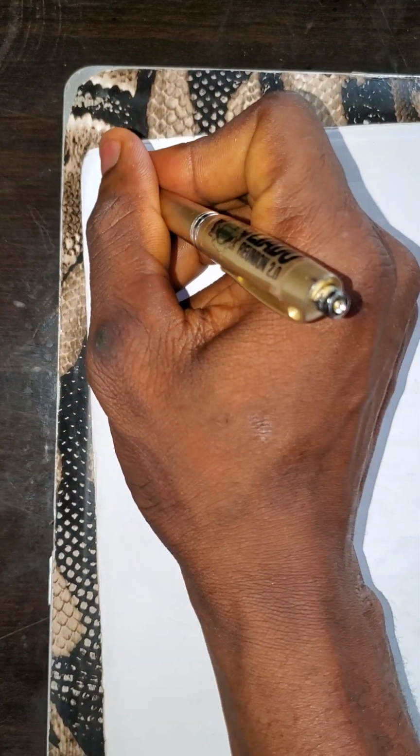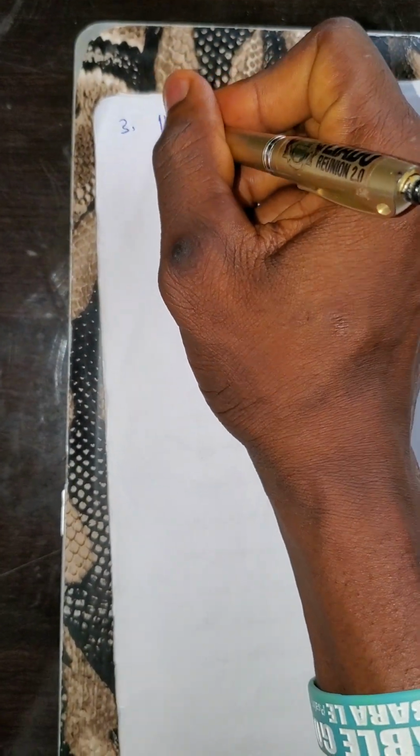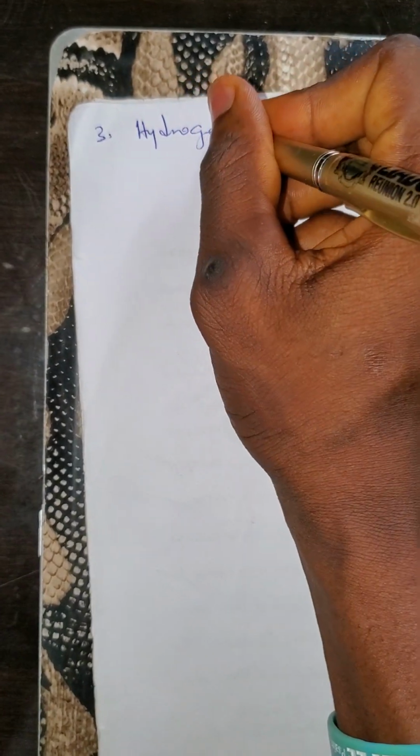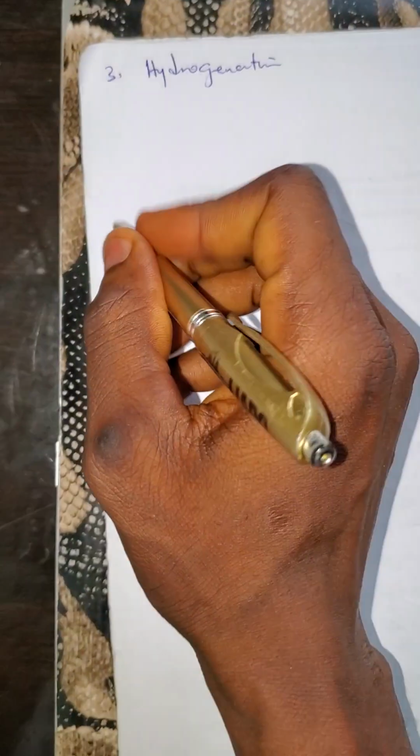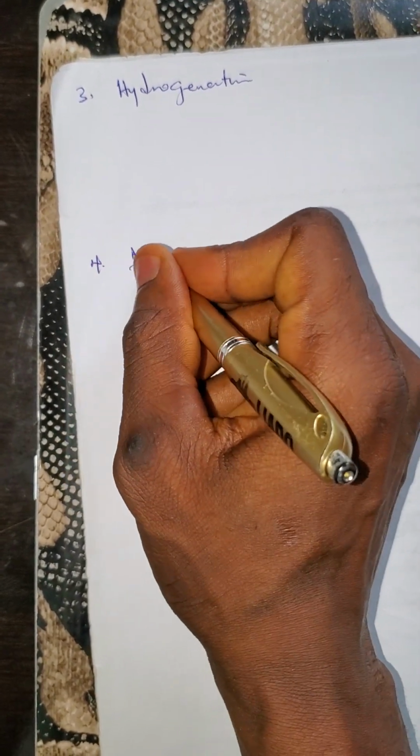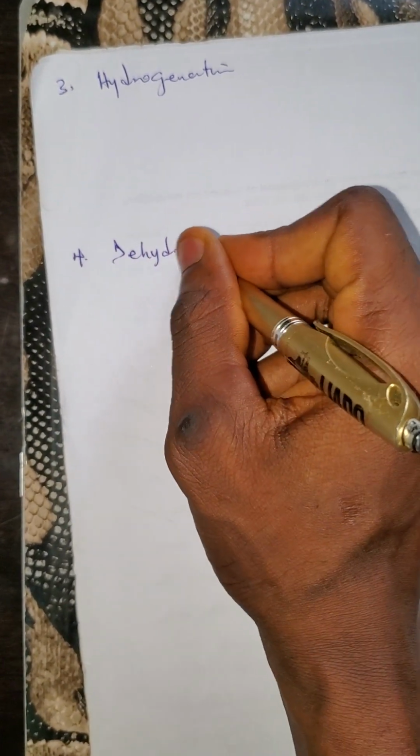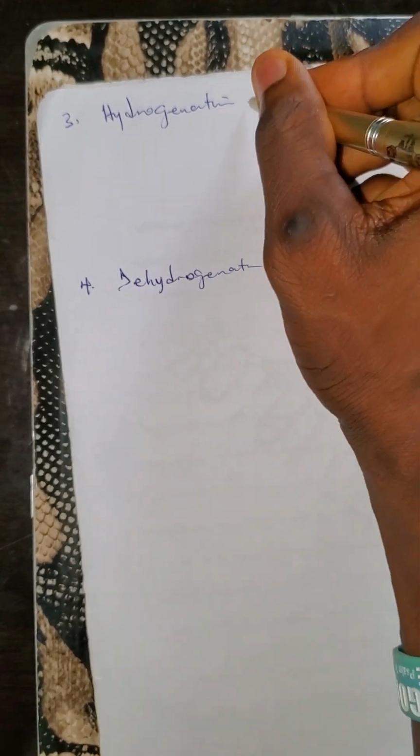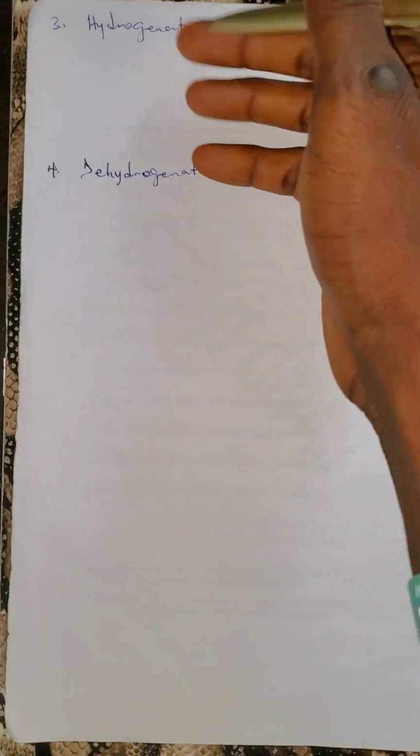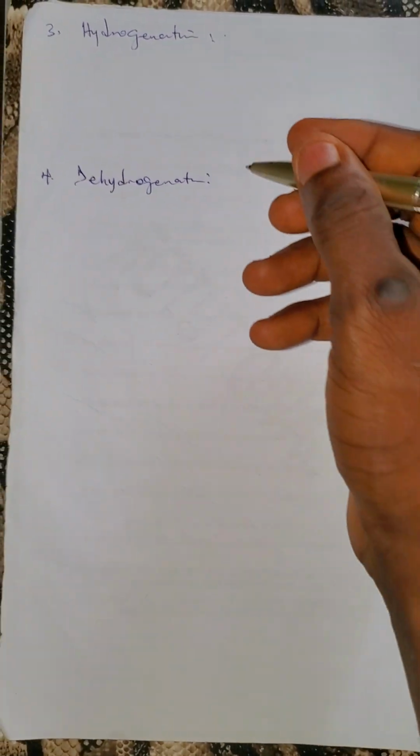Now, number 3, let me look at hydrogenation and dehydrogenation. We have to take it very short this time around because of the time. Hydrogenation means addition of hydrogen to any organic compound, while dehydrogenation means removal of hydrogen from any organic compound, like the one I gave you the other time.